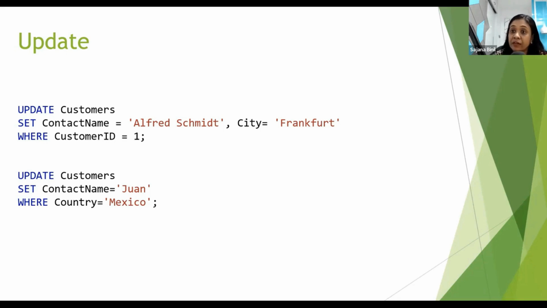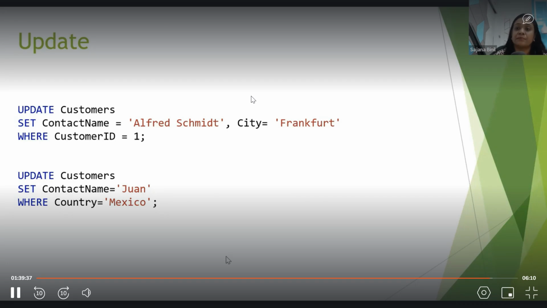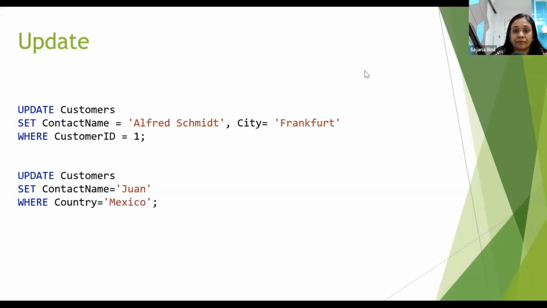So WHERE clauses are always used to inject criteria into your query, so that it doesn't update everything and just updates this specific record. Yes, it acts as a filter. That's a very nice word.